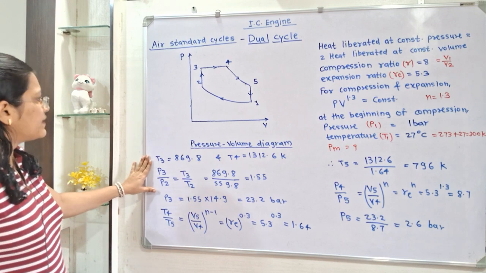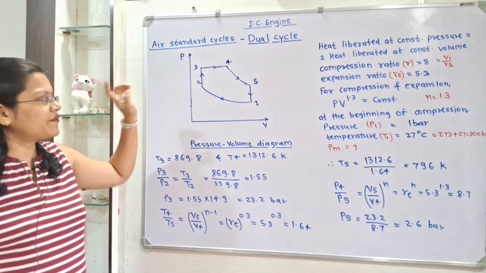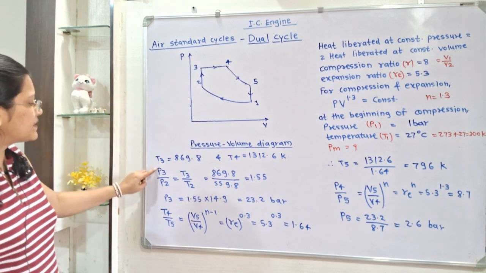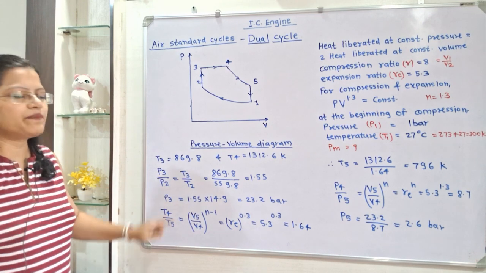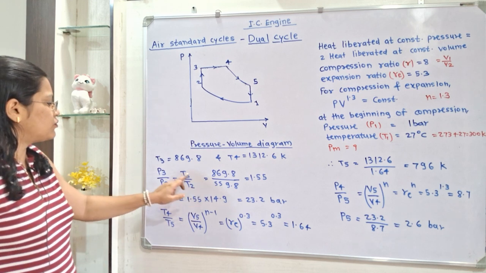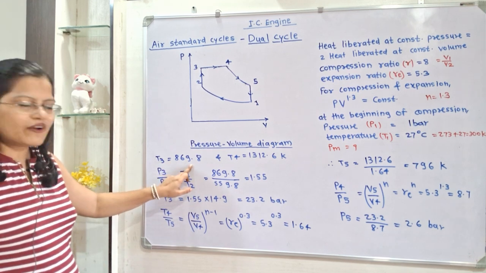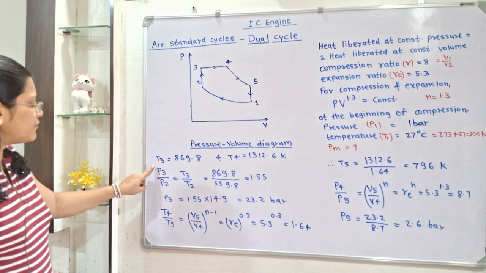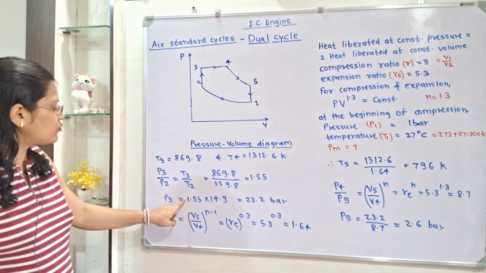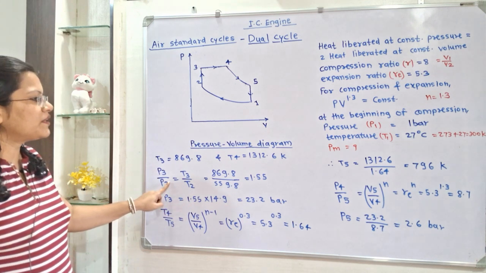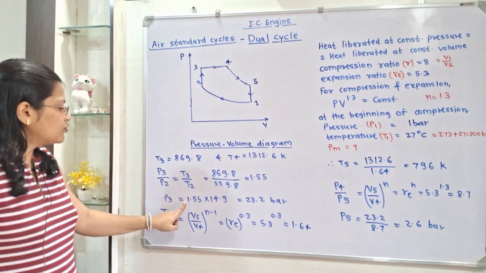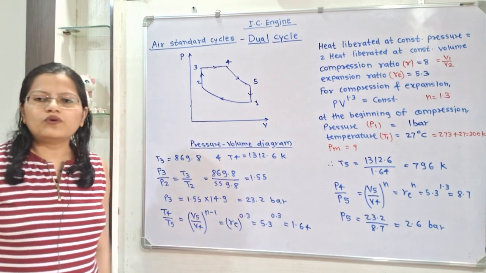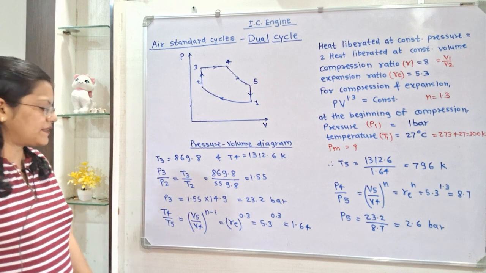Now we will find out the pressure at point 3. So we will consider the process 2 to 3. We have the relation P3 by P2 is equal to T3 by T2. T3 value is known that we have calculated and T2 we have calculated. So it is 1.55. Therefore P3 is equal to, we have to multiply with P2. P2 also we have calculated. So 1.55 into 14.9 which is equal to 23.2 bar. So we get the value of P3.